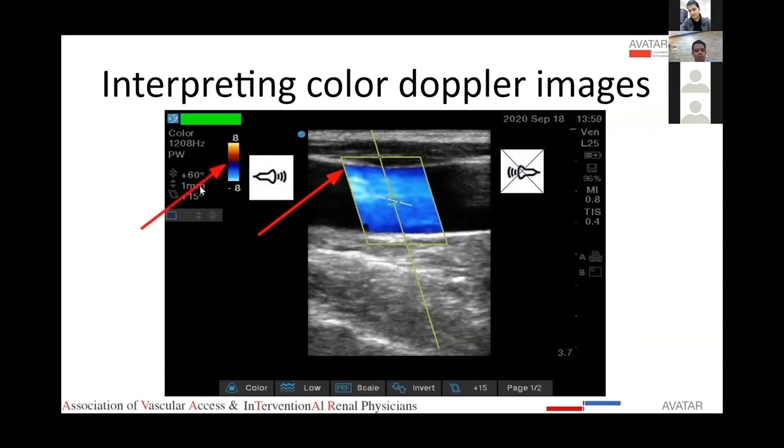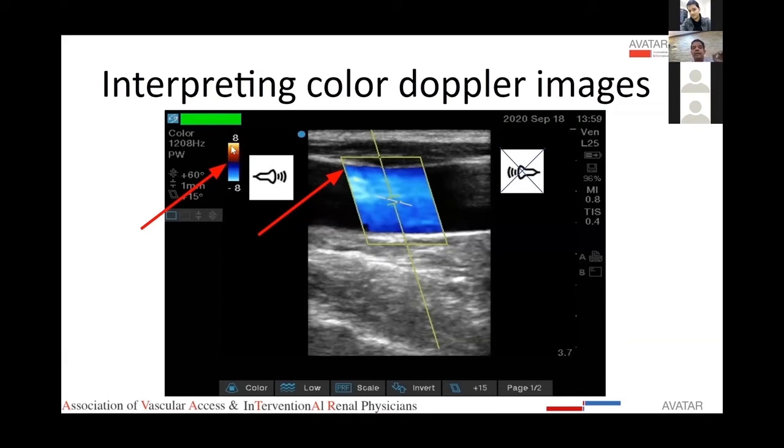The next part of the image which gives us a clue about how to look at the image is what is called a color box. It is also called a color map. This tells us how to interpret the colors on the images. As you can see, the top part of this color map is always towards.